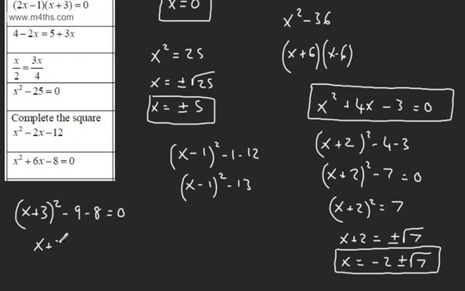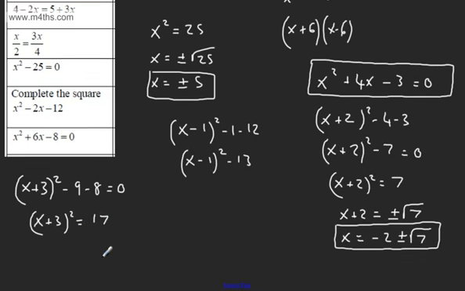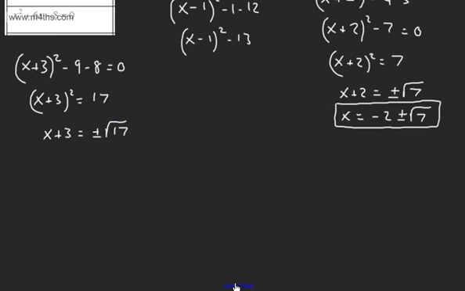So x plus 3 all squared is equal to, adding these to the other side, 17. At this stage we take the square root, and we could say x plus 3 is equal to plus or minus the square root of 17, and then we would simply subtract 3 from both sides, and this would become x is equal to minus 3 plus or minus root 17. And if you wanted to find out the value to 1 or 2 decimal places, you could do that on a calculator.